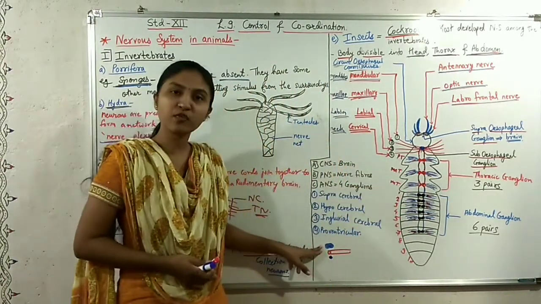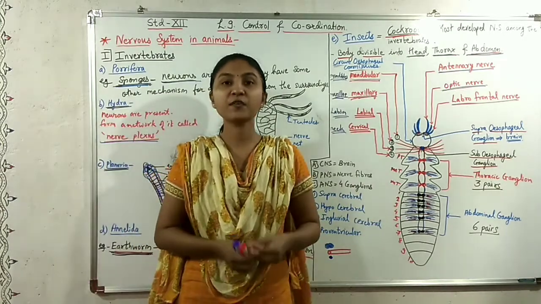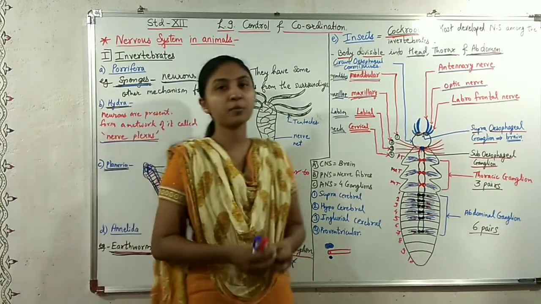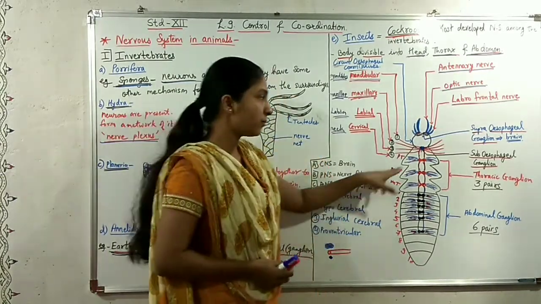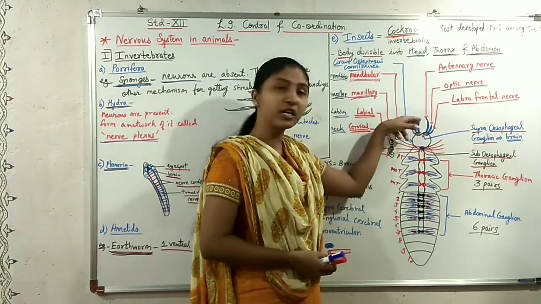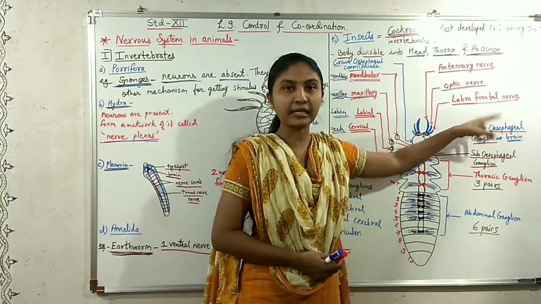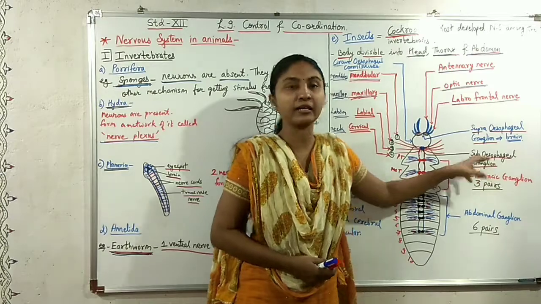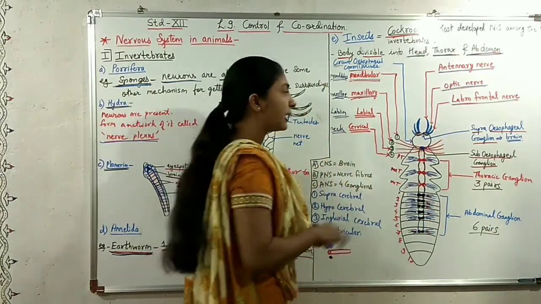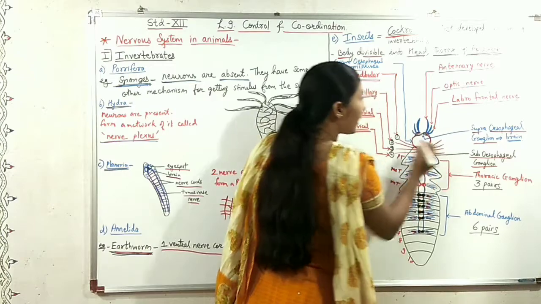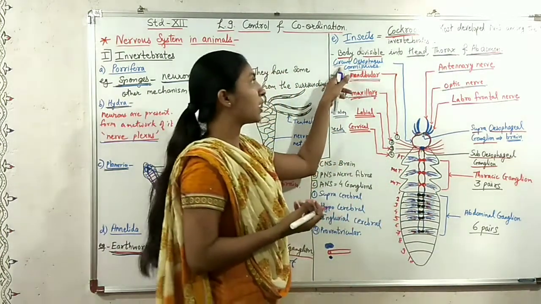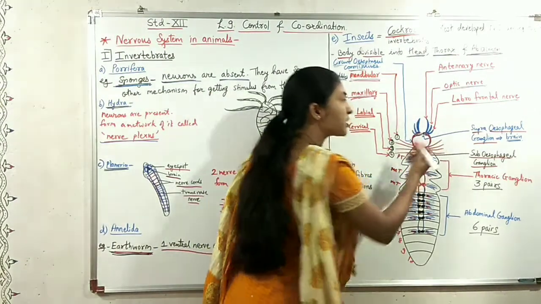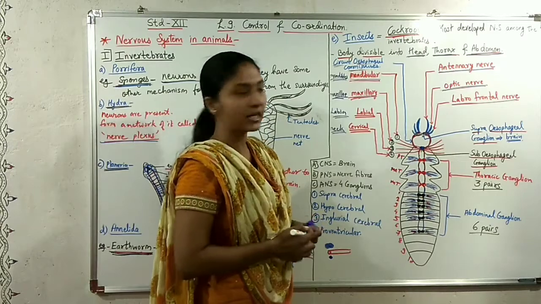Now, this supraesophageal ganglion is formed by the fusion of three ganglions, and this subesophageal ganglion is formed by the fusion of two ganglions. The one which is present above the esophagus is the supraesophageal ganglion, and the one which is present below the esophagus is the subesophageal ganglion. These two ganglions are connected with each other by nerve commissures. They are called circumesophageal commissures. These two nerves you can see here, commissures, are called circumesophageal commissures.